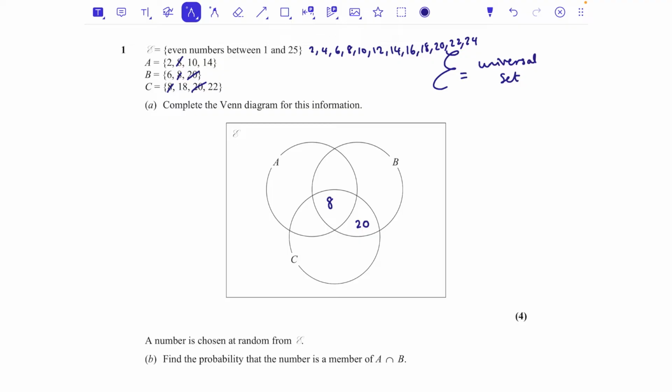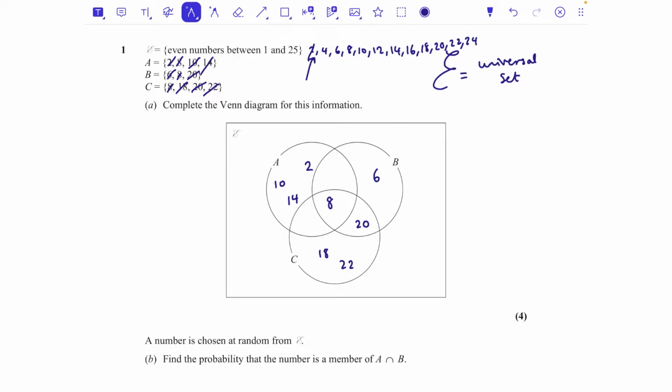So in A, I've got 2, 10 and 14, and that's just in A. In B, I've got a 6, that goes out here. And in C, I've got 18 and 22. Now we're not quite done because there are numbers here that we haven't yet considered that are in the universal set that aren't in A, B or C, and they need to go on the outside.